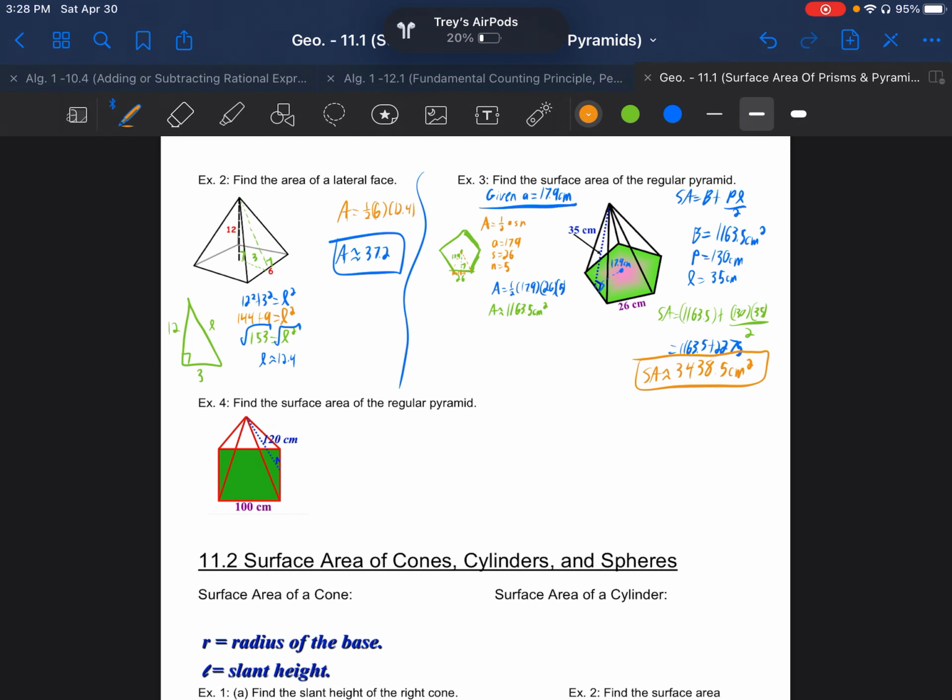Now we're going to be on to our last sample. Oh, good thing to know, my AirPods are at 20%.